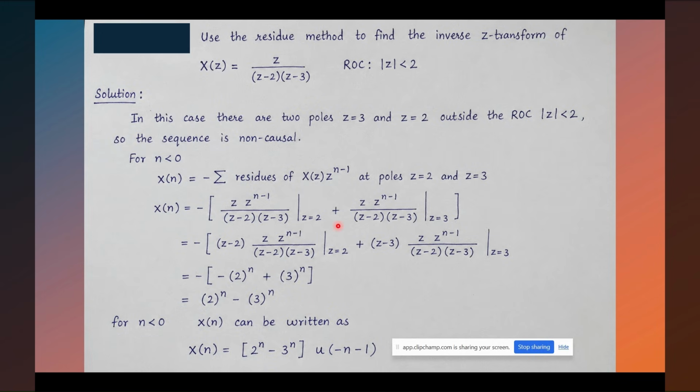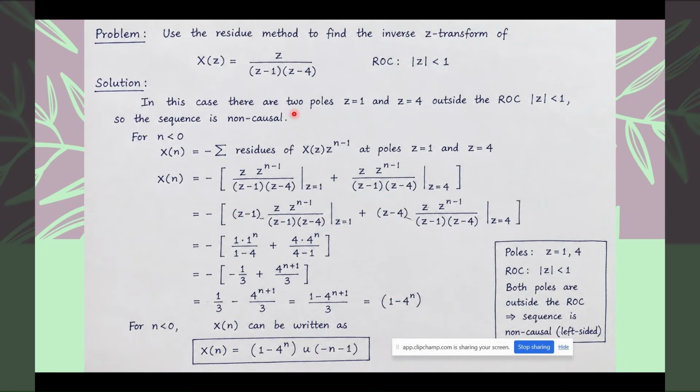Coming on to the next problem. Using the residue method, find the inverse z transform of X of z equal to z by (z minus 1)(z minus 4). ROC is less than 1 here again. If you again see this problem, the ROC is lying inside both the poles. Again, for both the cases, you need minus. So that's why it is made as common minus.